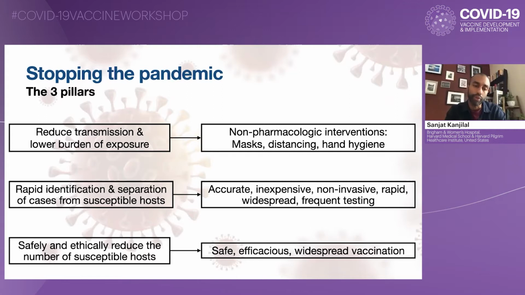The second pillar is to rapidly identify and separate cases from susceptible hosts, which is done through accurate, inexpensive, non-invasive, rapid, widespread, and frequent testing, which is a goal we've been trying to achieve since the very beginning of the pandemic. The third pillar is to safely and ethically reduce the number of susceptible hosts, which can be achieved through a widespread vaccination campaign, which is of course ongoing right now.